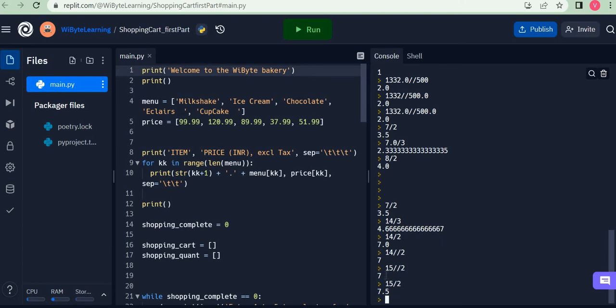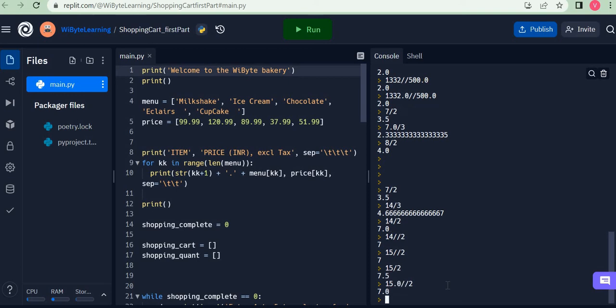Now in this case it's 7 because both of these were integers. If I were to try 15.0 floor division 2, I'm going to get 7.0. Remember, I told you earlier, floor division can return a float or an integer depending on the inputs. If any one of the inputs is a float, then you get back a float.